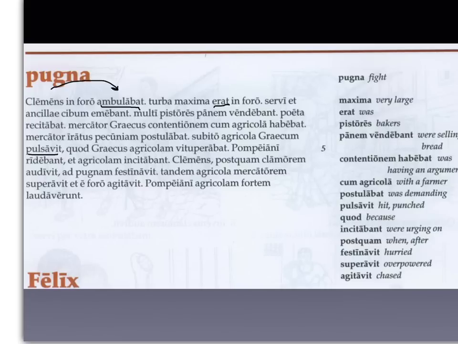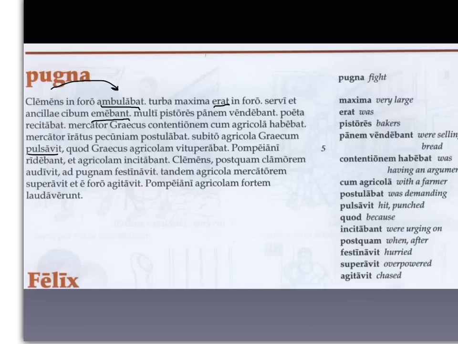Next sentence. Servi et ancillae cibum emebant. Start with the subject. I have et, which means and, so I have 2 subjects, and one is a group of men, the other is women, so we have servi et ancillae, so that's the slaves and slave girls. Then I have my verb. That verb has a B on it, so I know that it's someone was verbing in the past. Emebant comes from emere, which means to sell. Sorry, not selling. I messed up. Emere means to buy. They were buying food. Cibum is food. So servi et ancillae cibum emebant means slaves and slave girls were buying food, which is what they would usually do in the morning.